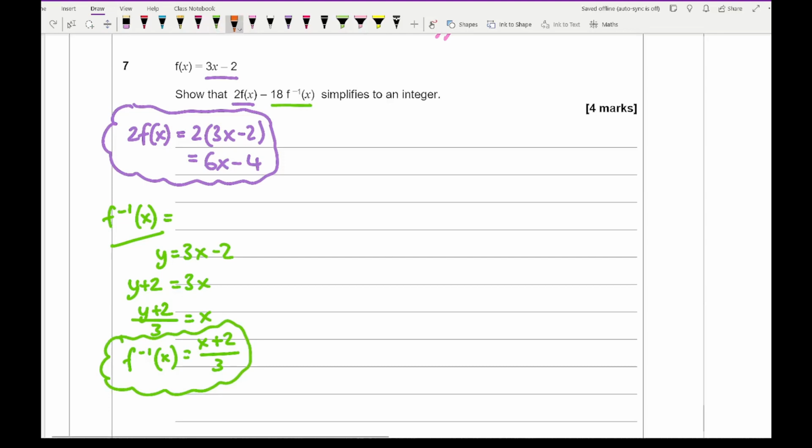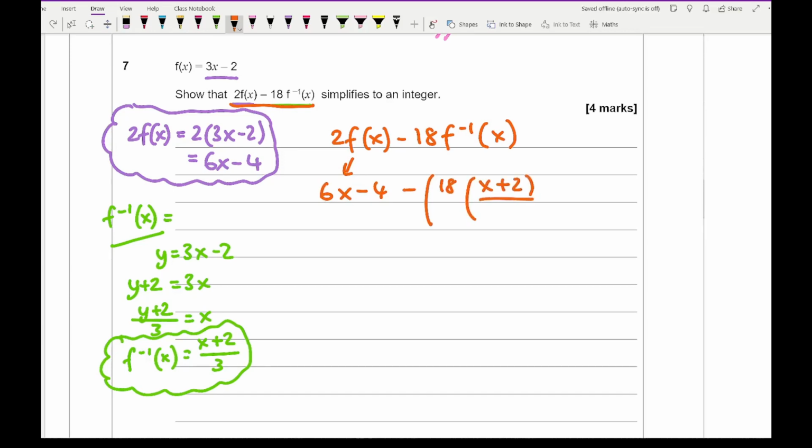So then looking at all of this in its entirety, so 2f of x minus 18 lots of the inverse function of x. Well, this is 6x minus 4 minus, and if I put brackets, it's going to be 18 lots of x plus 2 over 3. Let me just get rid of that second bracket and make it a bit bigger. And this is what I've got. Then working with this, what I end up with is 18x plus 36 divided by 3, and I've still got that 6x minus 4.